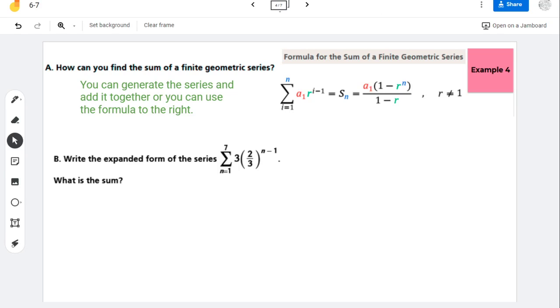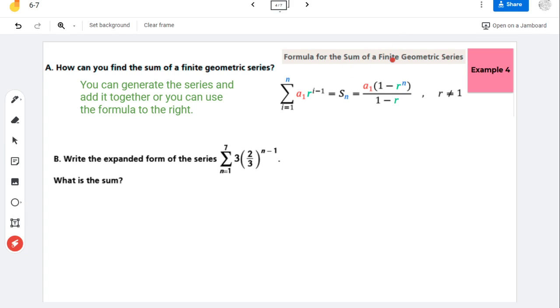In today's video, I'm covering example 4 from lesson 6-7 in the SavvasRealize Algebra 2 textbook. The goal of today's video is to talk about the formula for the sum of a finite geometric series. Whoo, boy, that's quite a title, isn't it?